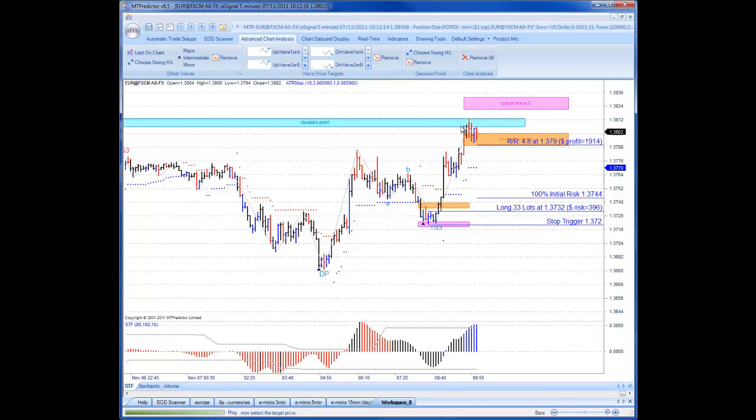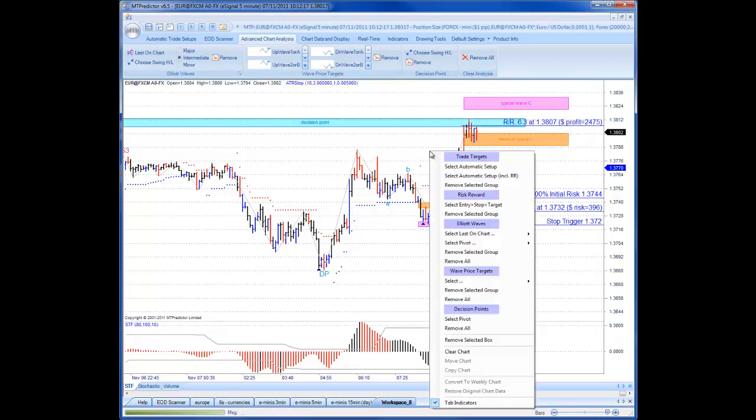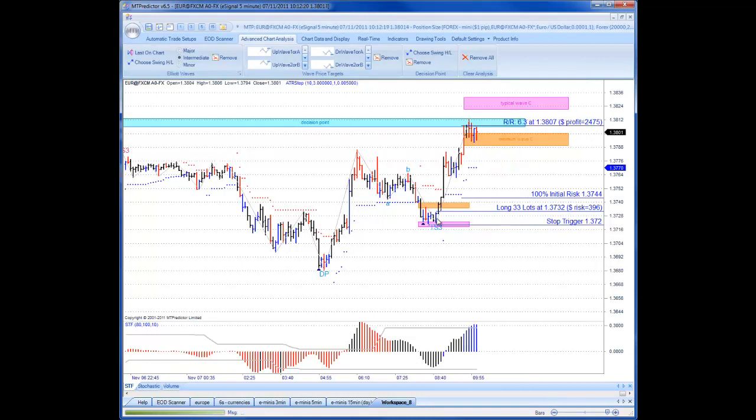Which is there. Just do that correctly. Come off that bar, which was there. Sorry, my mouse is not doing very well here. I've got a new mouse for Christmas. Which is there for another 6R profit.